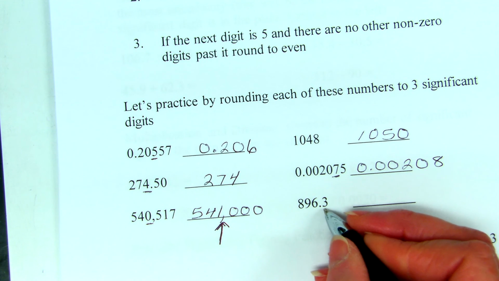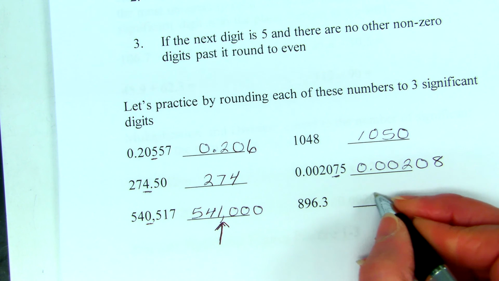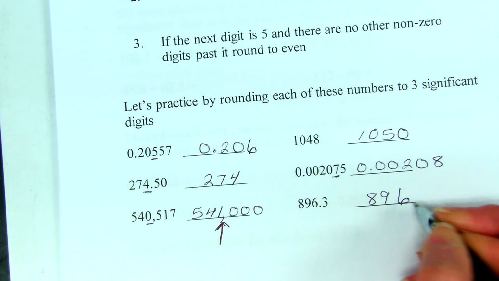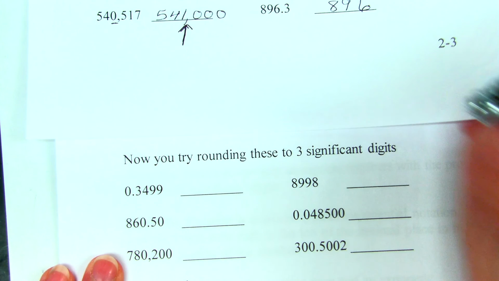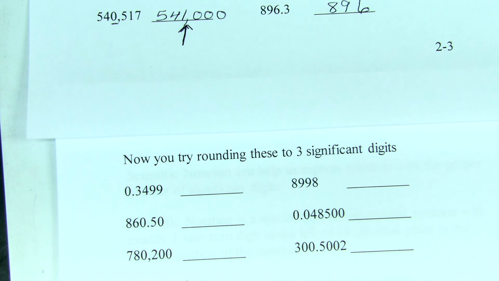Okay, 896.3. 3 is less than 5, so I round down, 896. So most of the rounding is what you've learned all the way through your math education, just that little idiosyncrasy with the rounding to even. So now let's have you go ahead and round these to 3 significant figures.